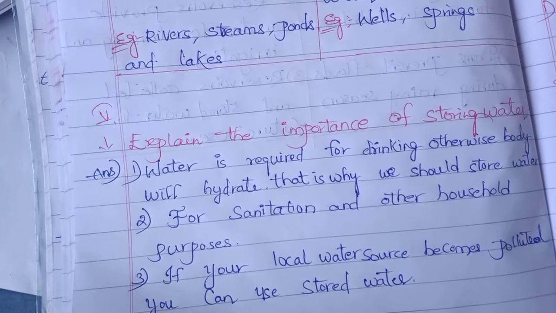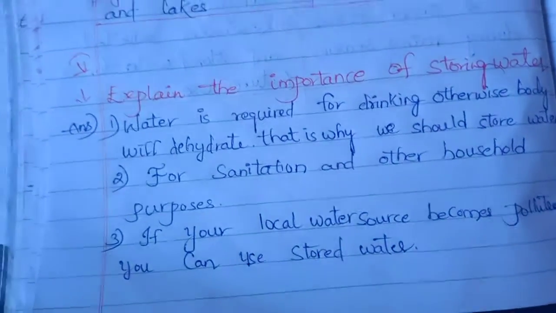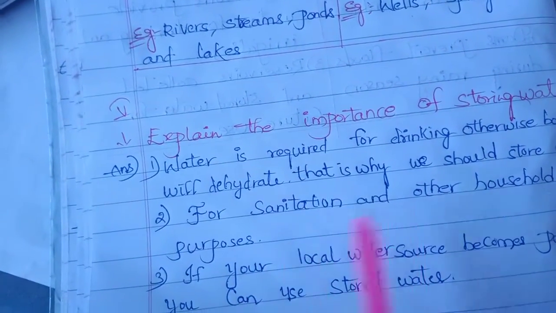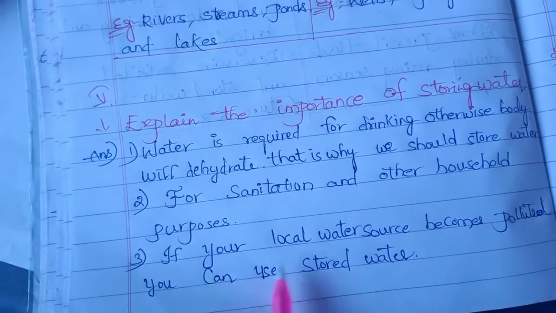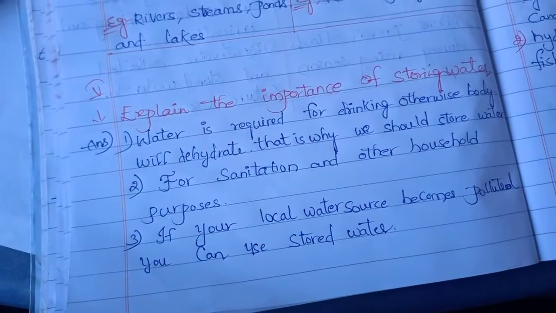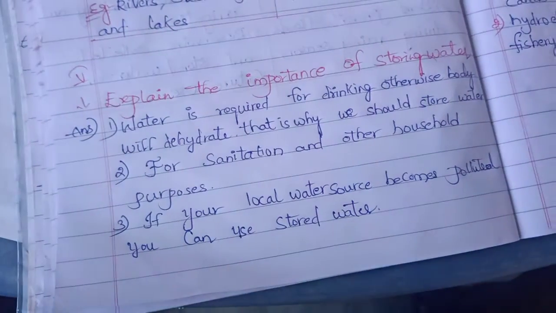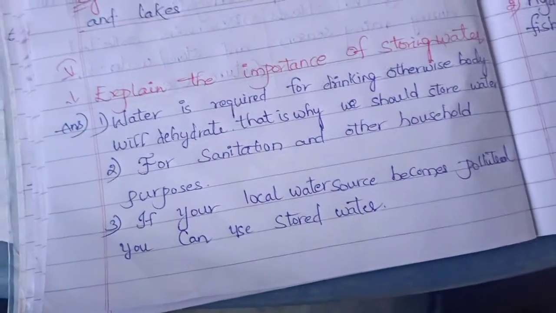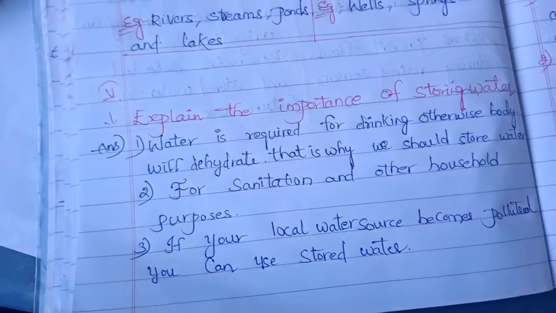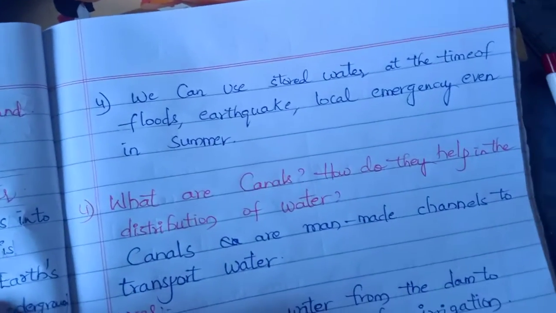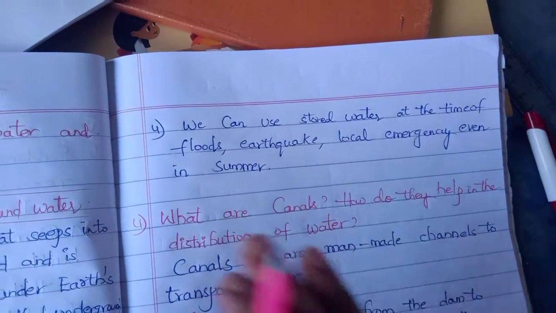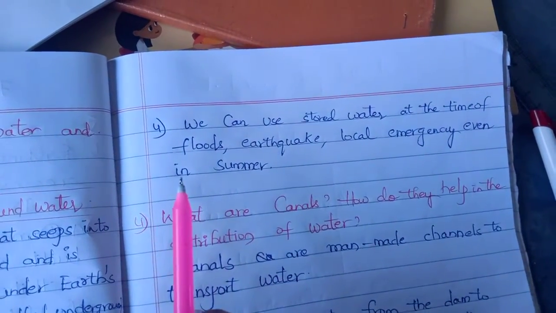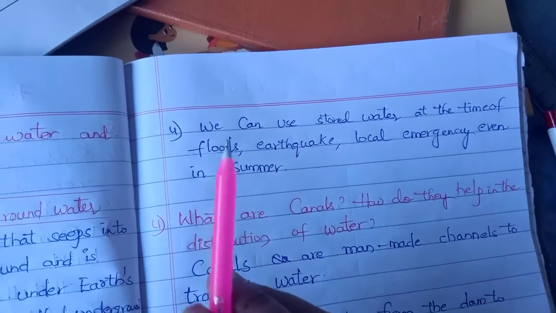Otherwise our body will dehydrate. That is why we should store water. For sanitation and other household purposes also, we should store the water. And if your local water source becomes polluted, you can use stored water. If all your surrounding water sources are polluted, then what will you do? You can use the stored water. We can use stored water at the time of floods, earthquake and local emergency, even in summer also. So there are many uses if you store the water.